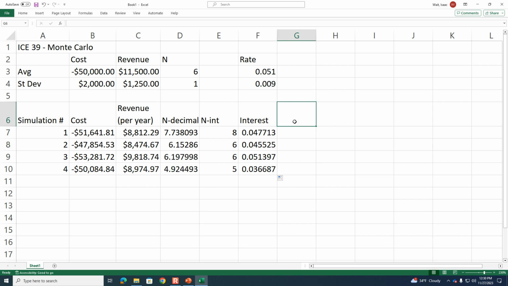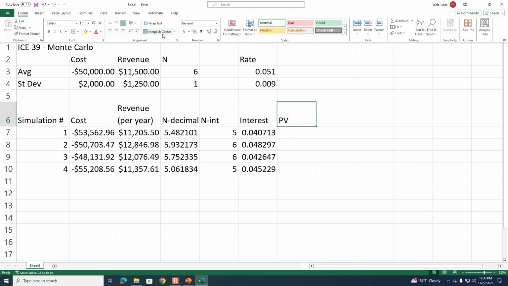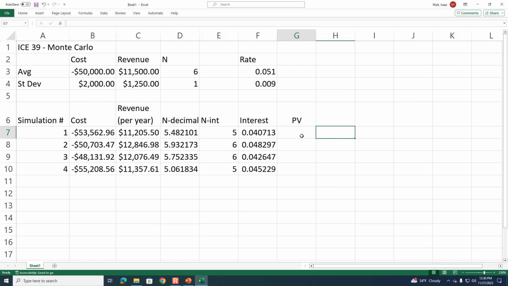So here we're going to have the PV, the present value of the project. And so remember that the present value of the project, the way we calculate it on the whiteboard, is it's the cost plus the present value of the revenue. So we're going to do the cost plus PV of, and now we're going to use this interest rate. It's asking here for the PV. It wants to know the interest rate, the number of years. So I'm going to use the integer n value.